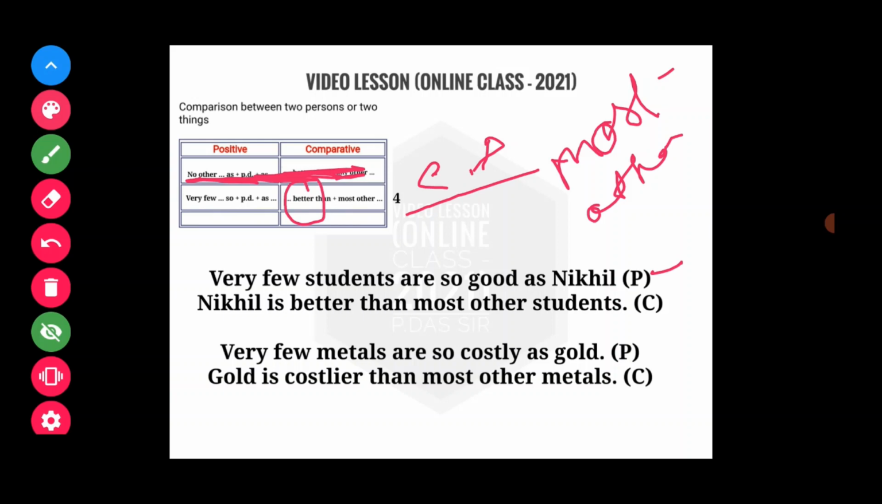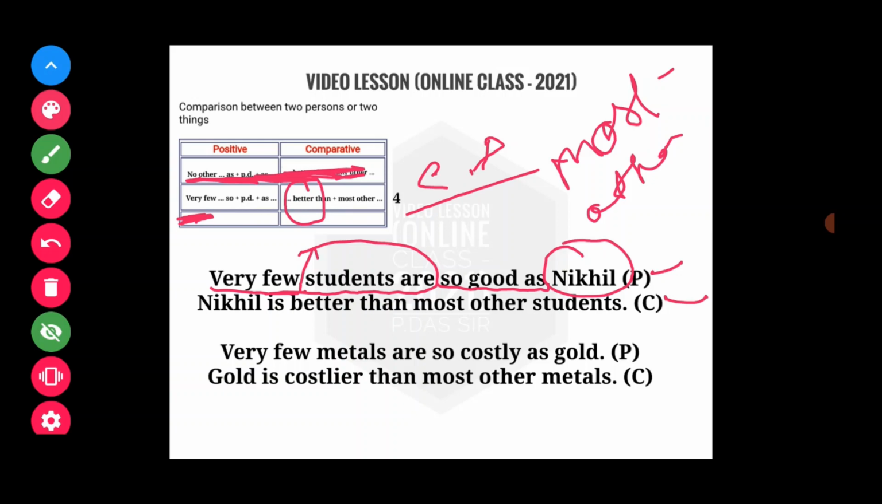P means positive, C means comparative. Okay, see the first sentence. Very few. See the rule. Very few, then after that a part of the sentence along with the verb, students are. Then you have so, positive degree, so PD as. Clear? Then the last thing, the remaining part of the sentence, a noun, we have Nikhil.